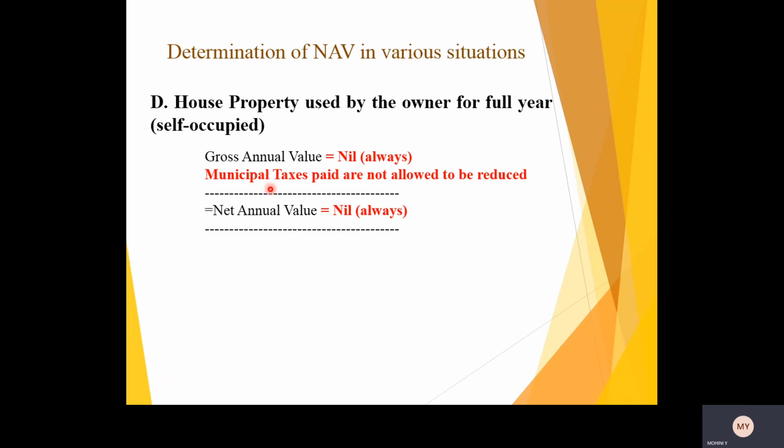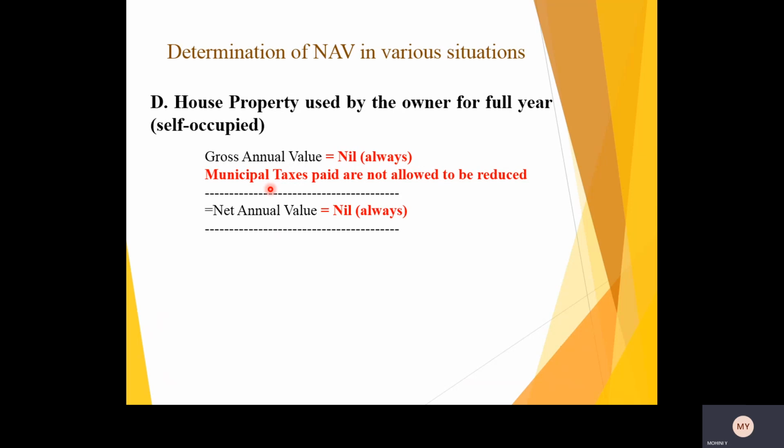Municipal taxes: the government says that you are using your property yourself. Since the municipal authorities are administering your society, they are providing you sewage facilities, water facilities. So in this case, whatever taxes you are paying to us are good enough. We are not providing you any kind of relief from the taxes you are paying to us. You should be paying these municipal taxes to us. So in this case, all the taxes paid are not allowed to be reduced.